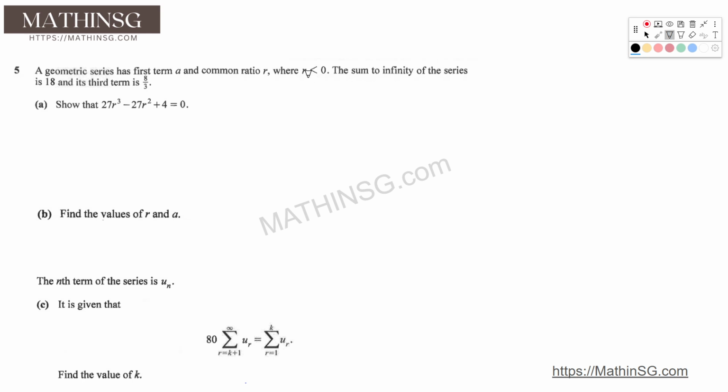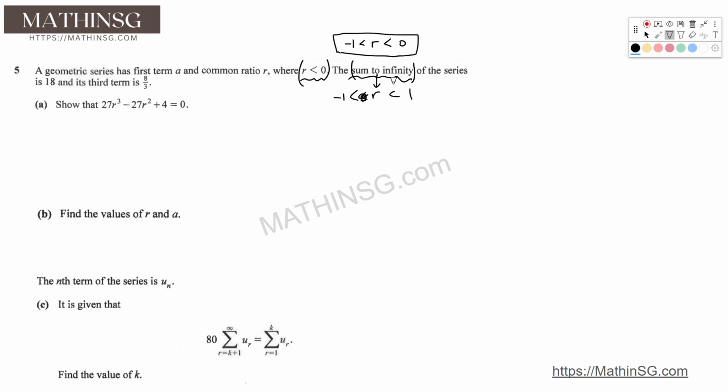So there are two things we need to take note. Since R is less than 0 and the sum to infinity exists, we know that R is between -1 and 0, because in order for a GP to have a sum to infinity, R must be between -1 and 1. At the same time, we are given that R is less than 0. Combining these two, R is between -1 and 0.